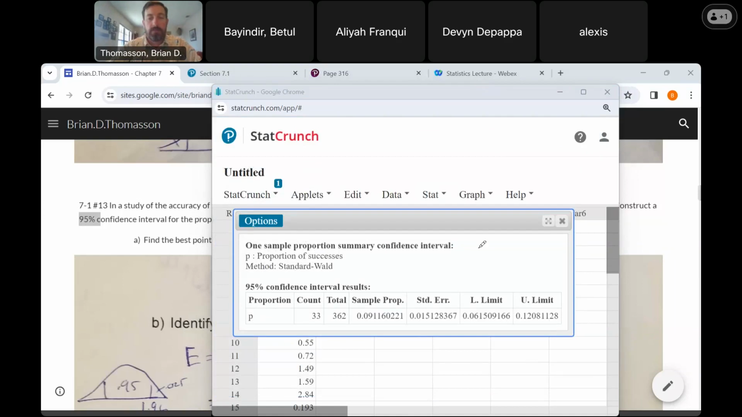All right, so what we have is our lower and upper limits, and that's our confidence interval, the 0.0615 to the 12.08. I'm sorry, 0.1208. So those are our upper and lower limits, just like we found before. And our sample proportion, this is our p hat. So it does all the calculations behind the scenes. It figures out you have to go out 1.96 standard errors in either direction, and it does it all for you. Okay.